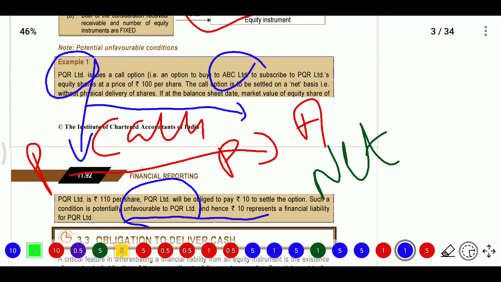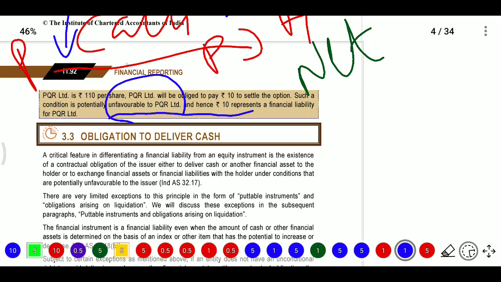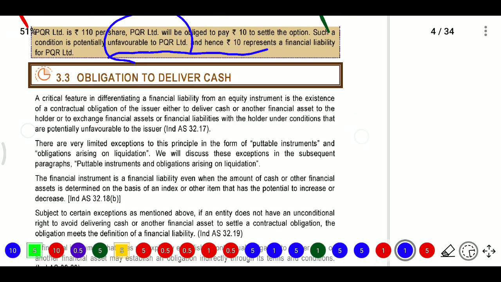So they entered for 100 rupees and received some premium, so they need to settle at 10 rupees, and the 10 represents a financial liability because of the unfavorable condition. Because they entered into a call option, it became a liability under unfavorable conditions. Next, obligation to deliver cash.